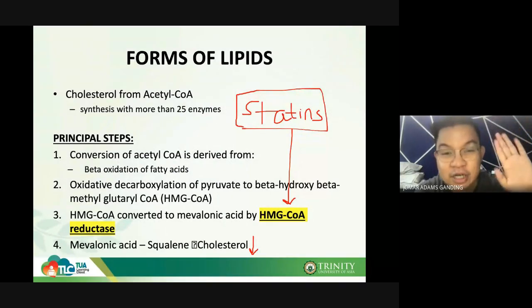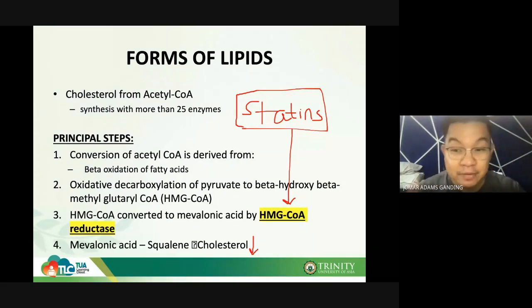Can I see a raise of hand if we're clear in that sense? So, sir, how do I prevent my cholesterol from increasing? You take your statins, your simvastatin, whatever brand or generic brand your parents or your loved ones are using, all of them are the same. They all inhibit your HMG-CoA reductase. What is HMG-CoA?